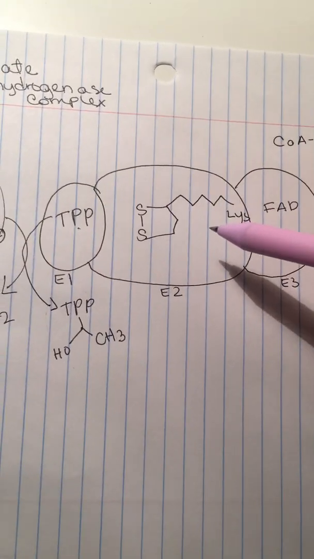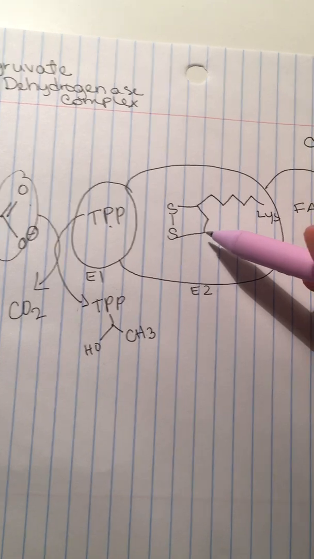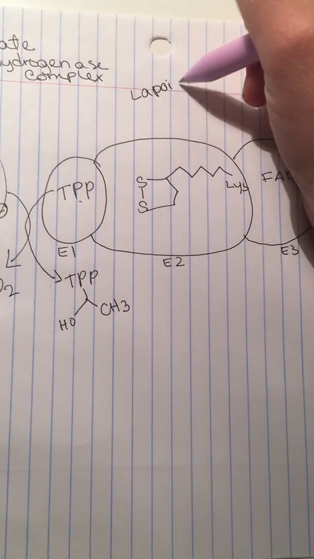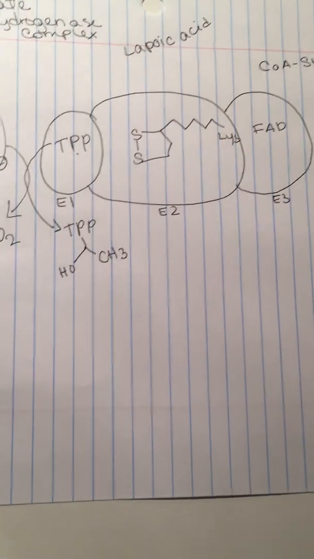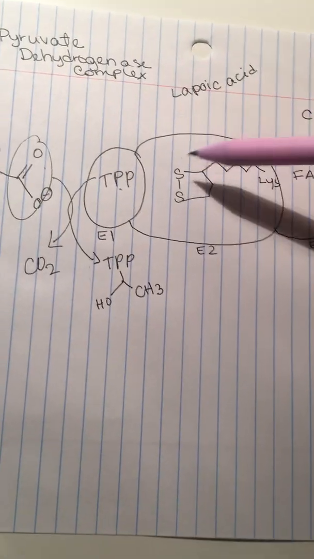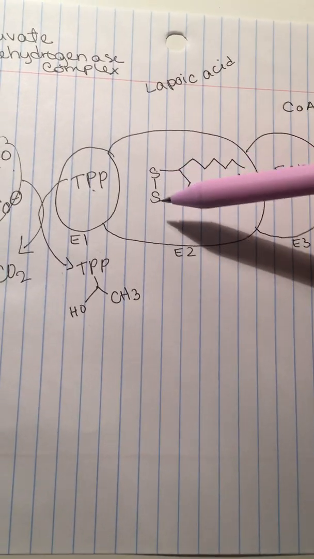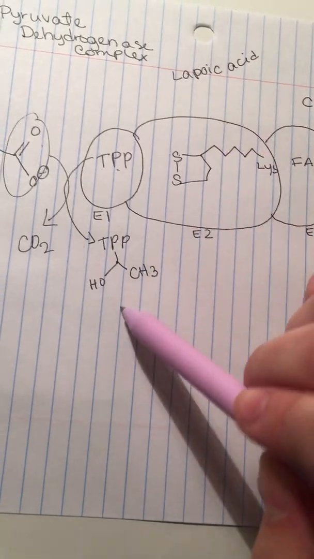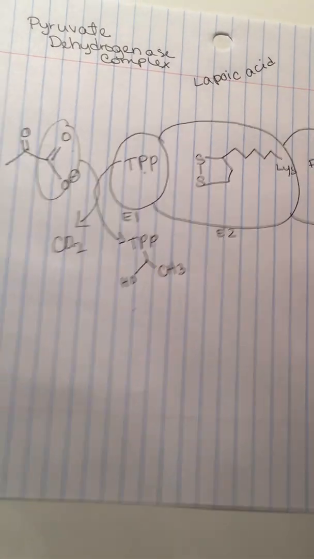dihydrolipoyl transacetylase. And this contains a cofactor called lipoic acid, which is right here where the sulfurs are. And it allows for an easy reduction of these sulfurs, and it transfers acetyl groups. So now we transfer the hydroxyethyl group to one of the sulfurs.